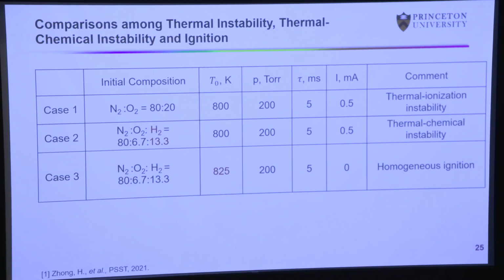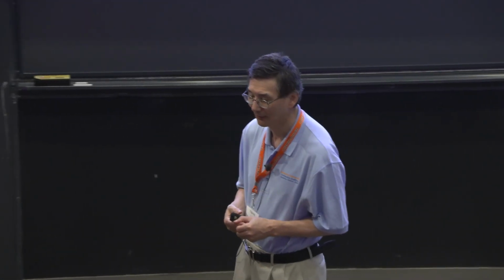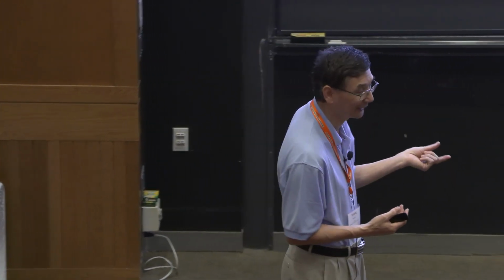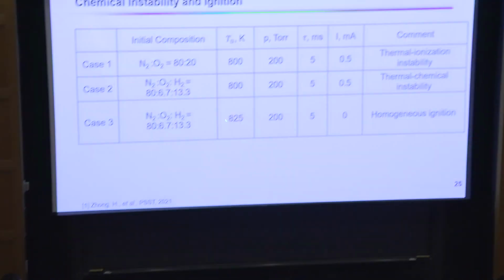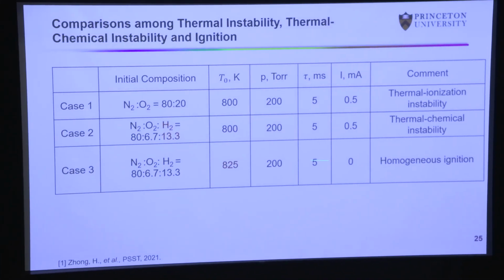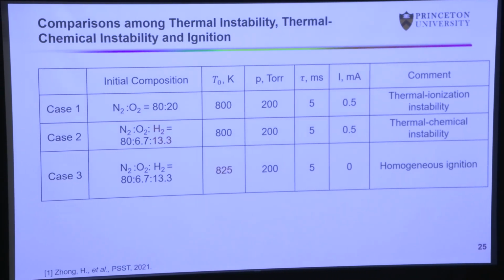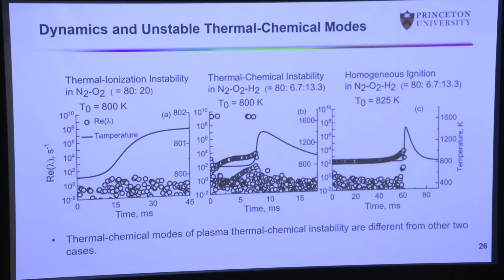So yesterday somebody asked me, if I want a plasma to be uniform, not unstable, what should I do? I said, you can reduce the pulse time and reduce the gap distance of the discharge. Here is another parameter you can use: raise the temperature and the plasma becomes uniform. And you can also change the composition and control the thermochemical instability. You can make the plasma uniform. So I think this shows you the theoretical analysis. Here you can see the nitrogen-oxygen mixture with no fuel.